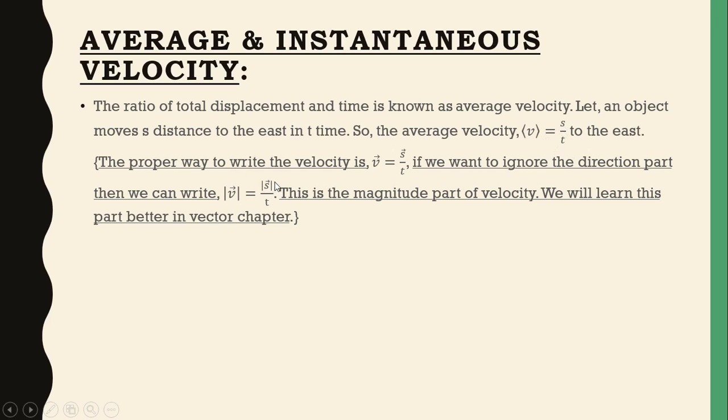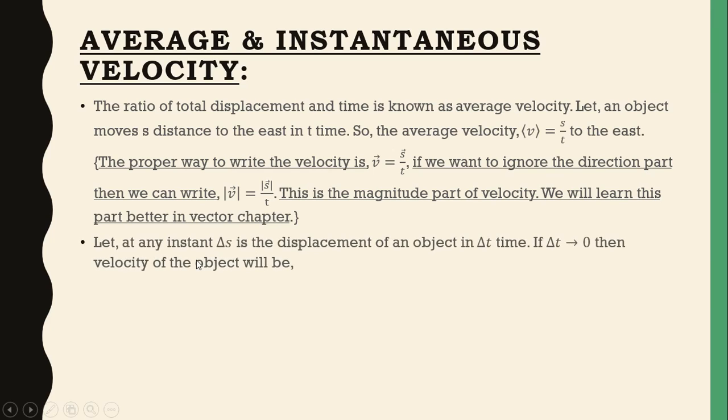The proper way to write the velocity is v with an arrow, which shows the direction part and shows velocity as a vector quantity, equal to s by t. If we want to ignore the direction part, then we can write magnitude of v. This is the way to represent the magnitude part of velocity, equal to magnitude of s, that is the magnitude of displacement, by t. We will learn more about the representation in our vector chapter.